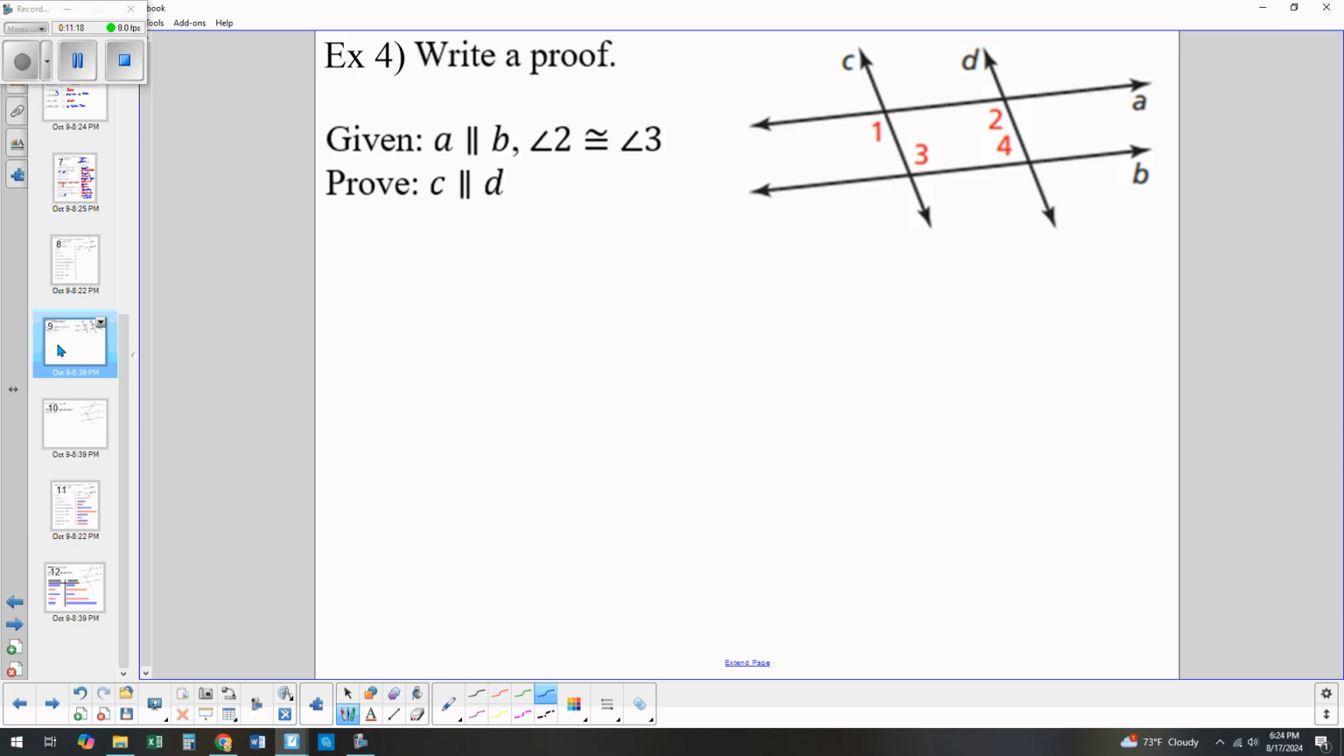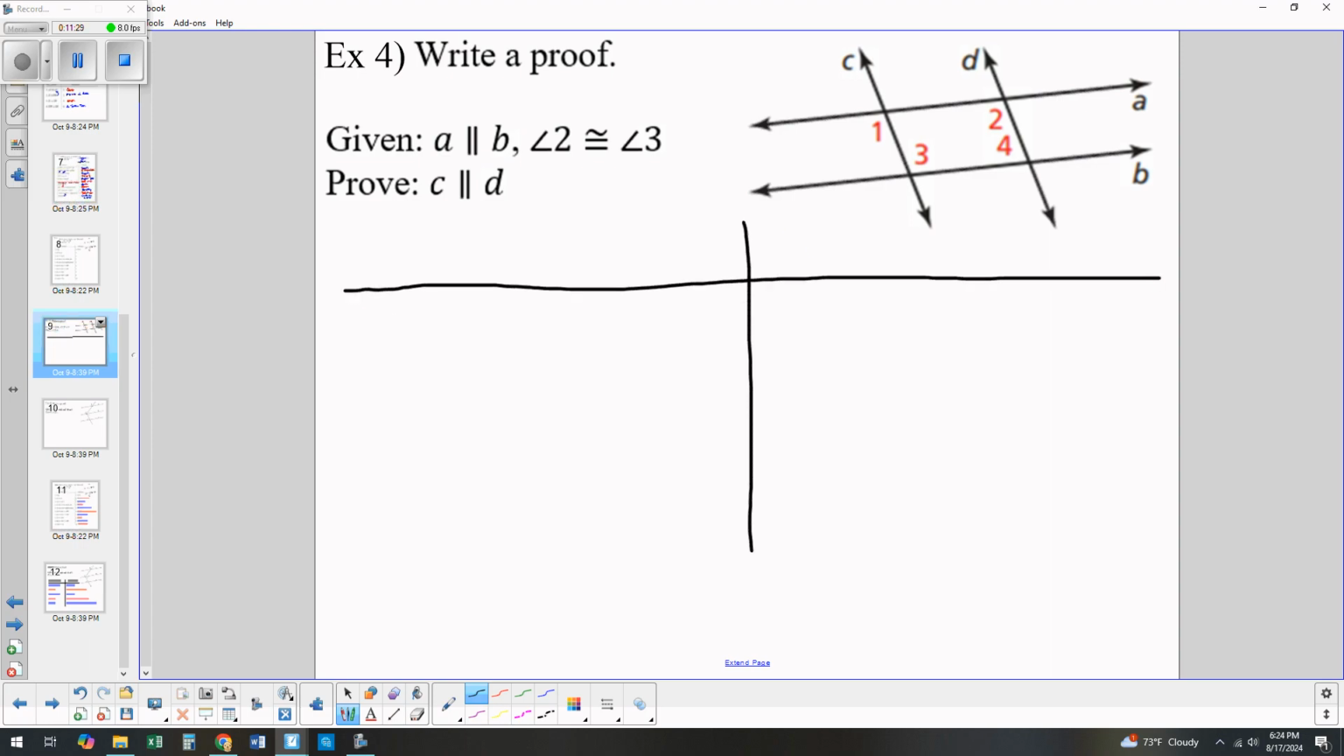All right, just like before, we are going to write one from scratch. We are given two pieces of information. I'm going to set up my columns. All right, statements and reasons. So I'm going to start with just one piece of information. I'm going to start with A being parallel to B. That's given.